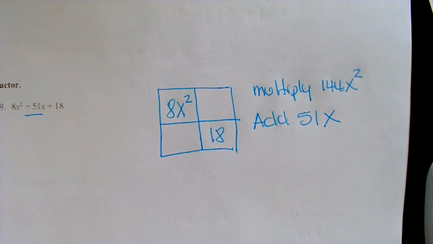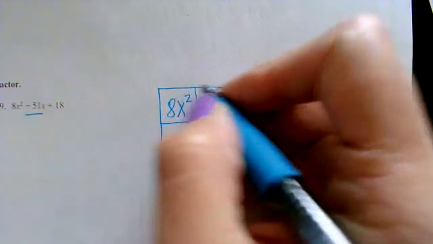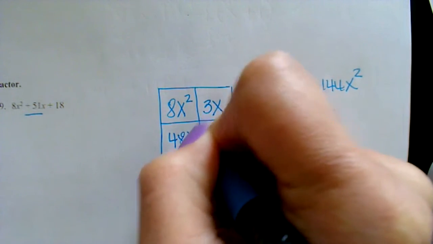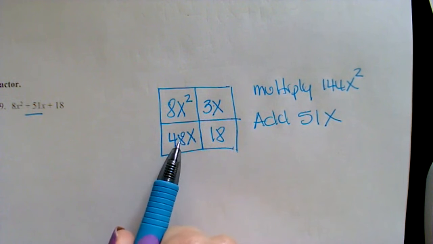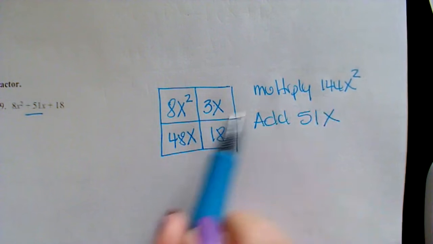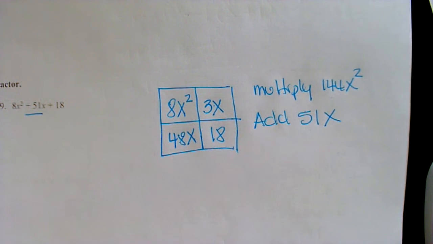Okay, that's going to be 8. No. Hold on. 3 times 48. And 3 plus 48 is 51. Okay, so let's do 3 times 48x. If I multiply these two, I get 144x squared. If I add them, I get 51x.